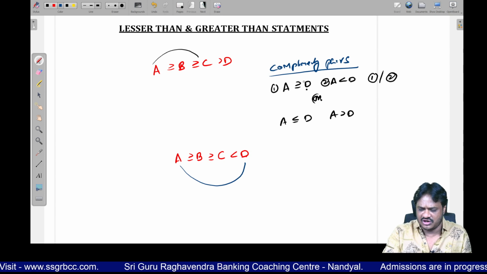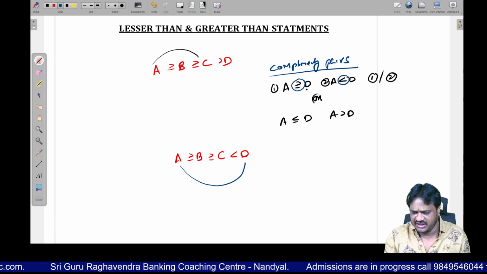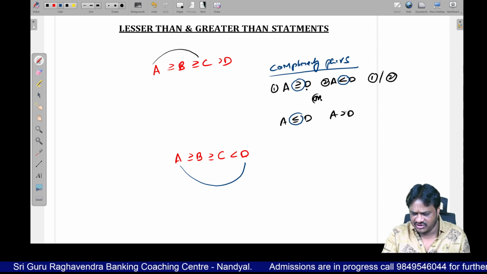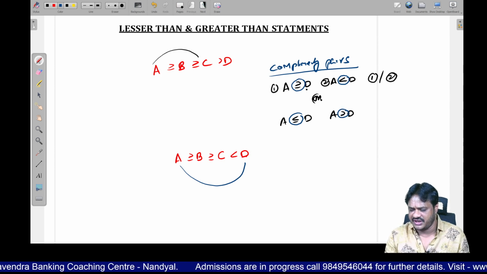Only these two are complementary pairs. If one is greater than or equal, the other one is definitely less. If one is less than or equal, the other one is definitely greater. So these two are called complementary pairs.